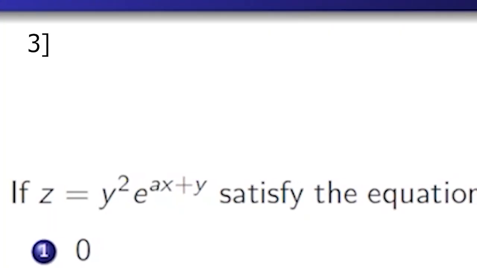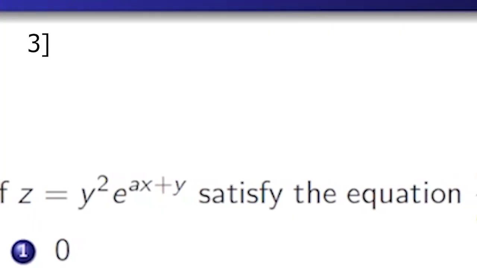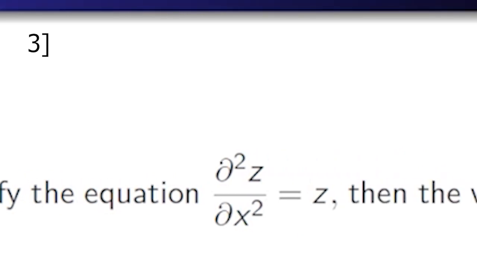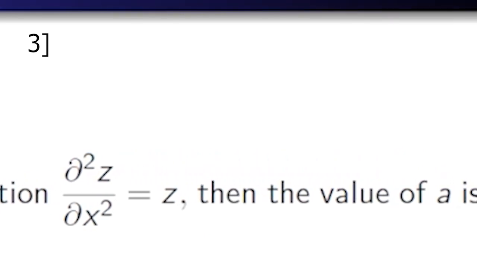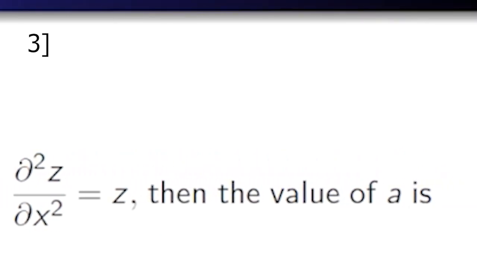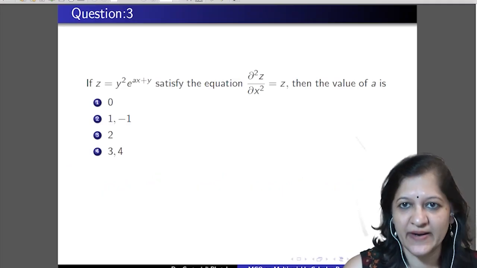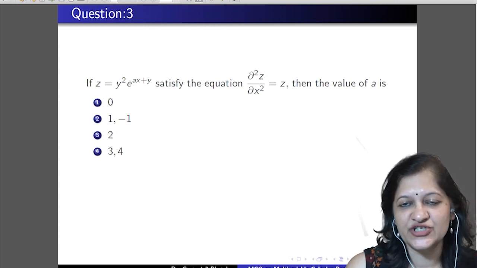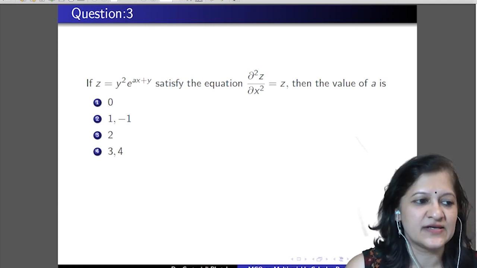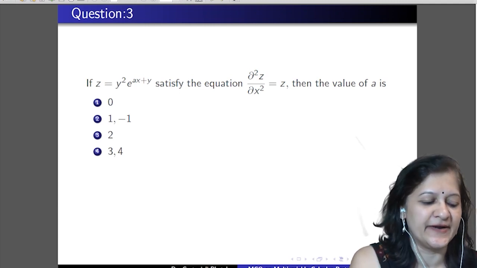If z equal to y square e raised to (ax plus y) satisfies the equation del 2z by del x square equal to z, then the value of the constant a is. Now you first find the partial derivative del z by del x. Then again differentiate it partially with respect to x and then compare with z.